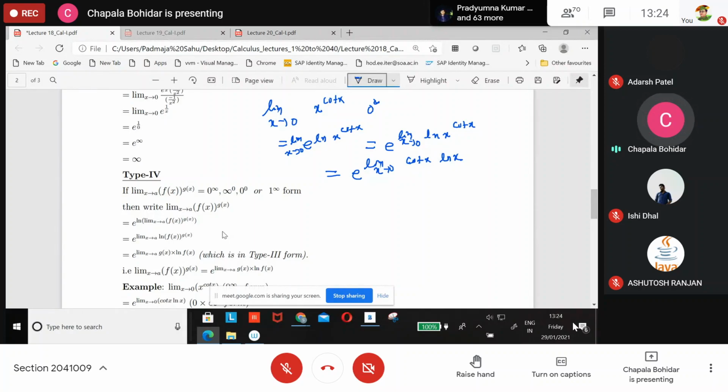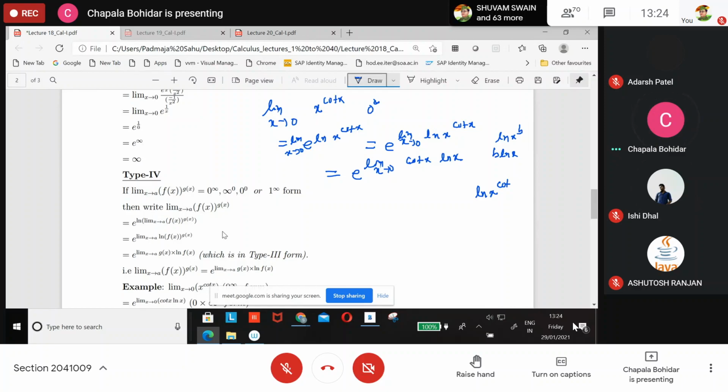Limit x tends to 0, cot x ln x. E power limit x tends to 0, you know ln x to the power cot x. You know it is a ln x to the power b, I can write down b ln x, or not? Yes, ma'am. Cot x ln x.